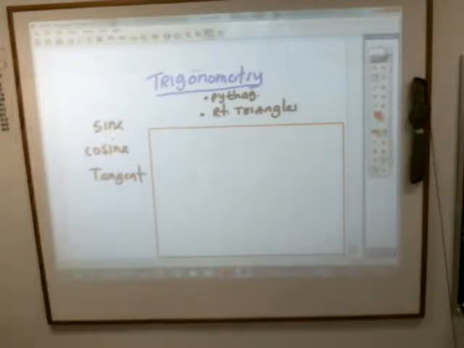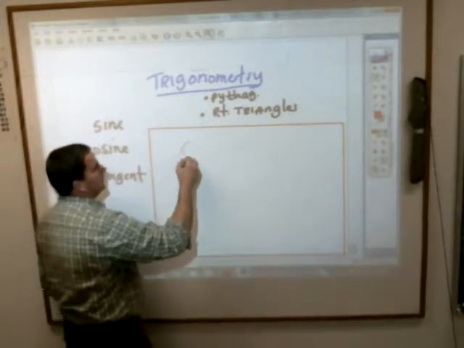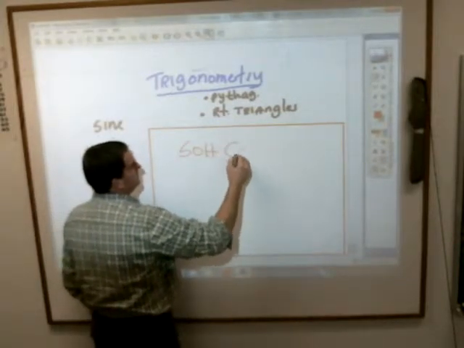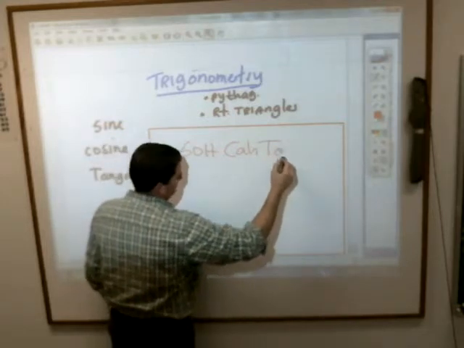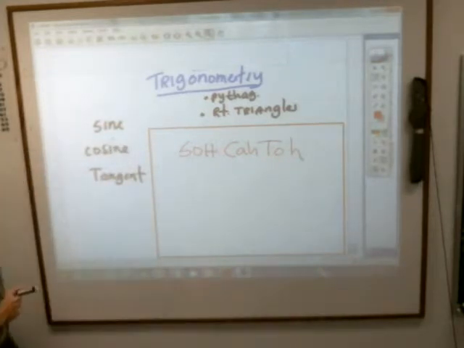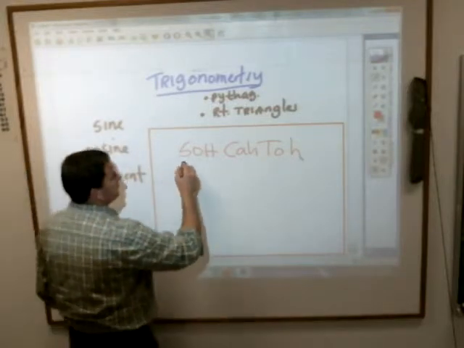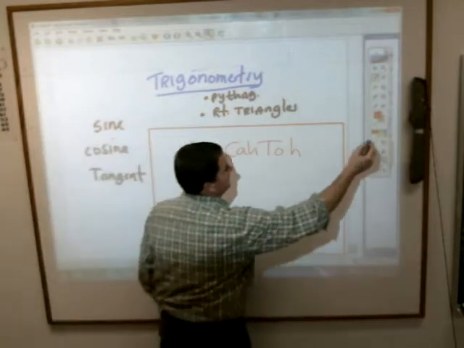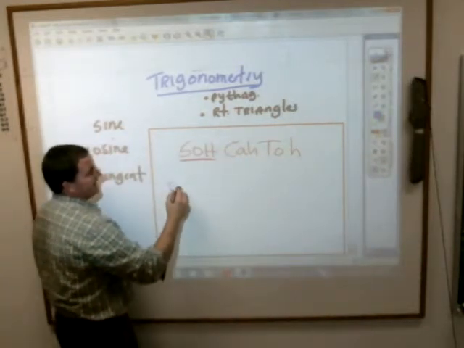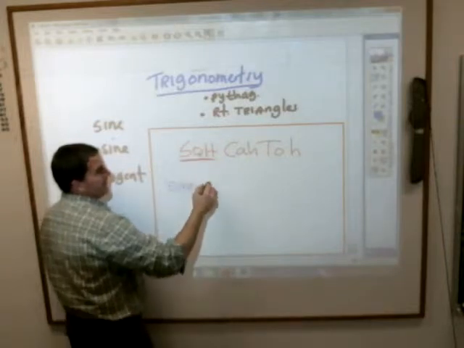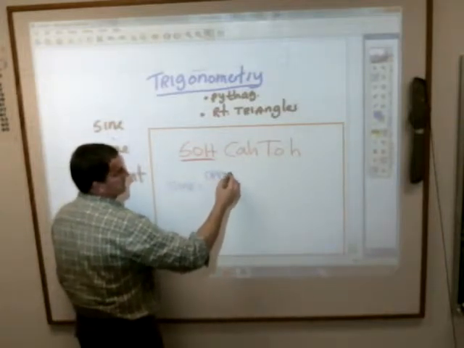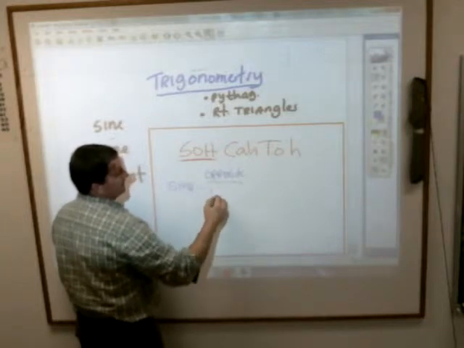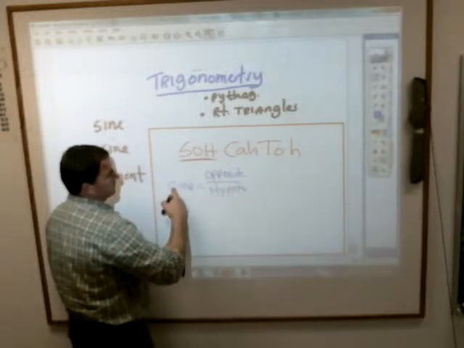SOHCAHTOA?" SOHCAHTOA, write this down. Because if you can remember SOHCAHTOA, you can remember sine, cosine, tangent, and what they are. We talked about this before. Sine equals the opposite side over the hypotenuse. So, S-O-H.